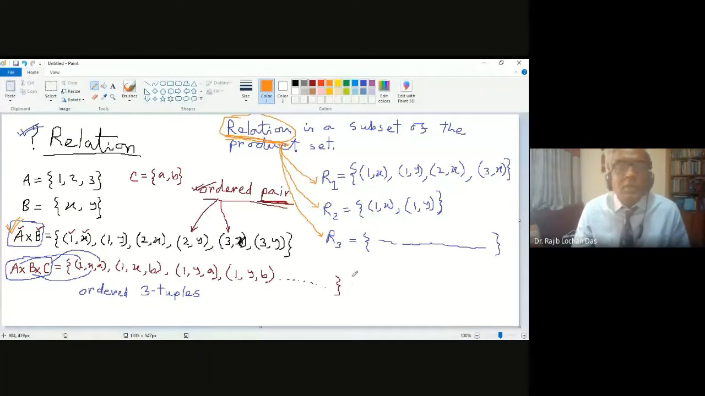Is the concept all right up to this? So every element will be called an ordered pair. If you think of 2 sets, that is a pair. If you have 3 sets, that will be a tuple. That's it. So this is the concept.